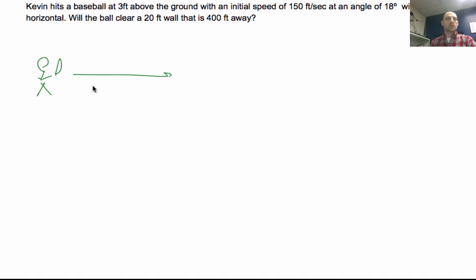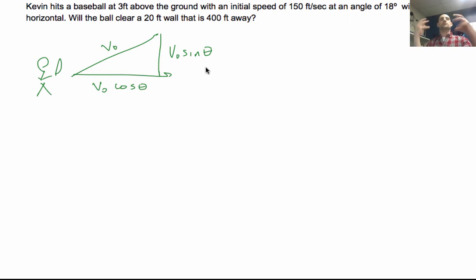And my horizontal motion is my initial velocity times the cosine of theta. That's not new. X is defined by the cosine of theta, and this is my velocity sub 0. And my y component is v sub 0 times the sine of theta. And so this is our general premise.